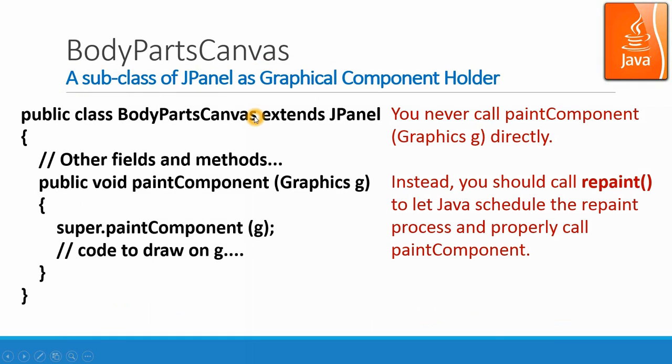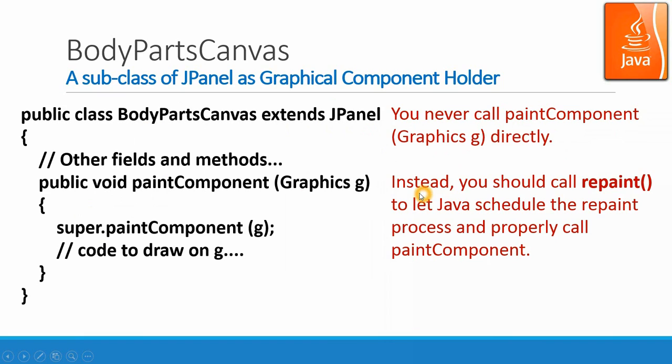BodyPartsCanvas is a subclass of JPanel as a graphic component holder. So this is one JPanel object, and inside there you can override the JPanel's paintComponent method. But when you do that, you need to call JPanel's paintComponent method once. You need to get the whole hidden internal mechanism working first for JPanel. You never call paintComponent directly. When the BodyPartsCanvas is created, its paintComponent will be called, and the JPanel's paintComponent will also be called because it is the first statement in paintComponent.